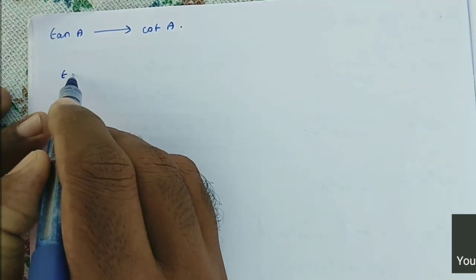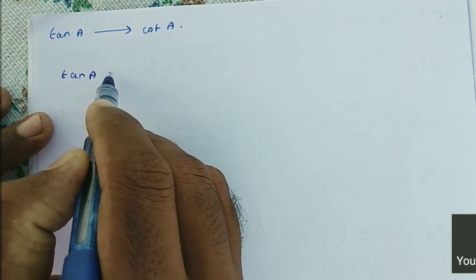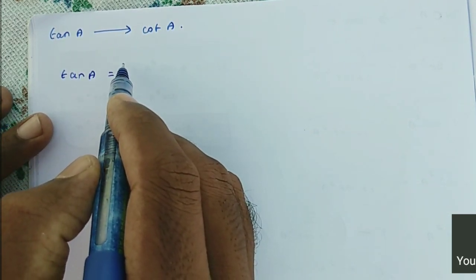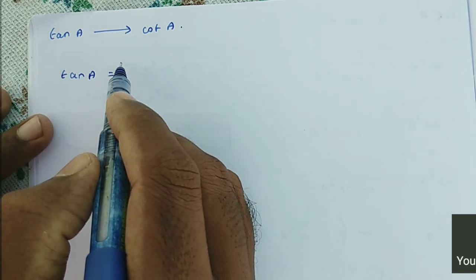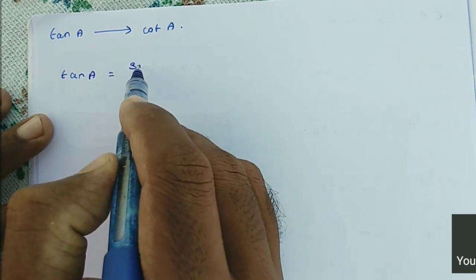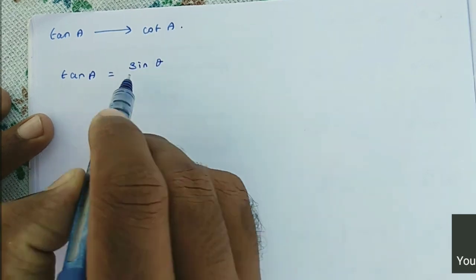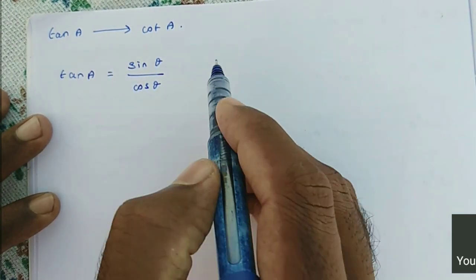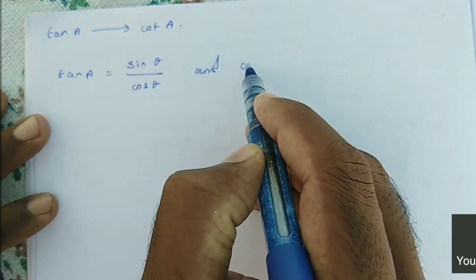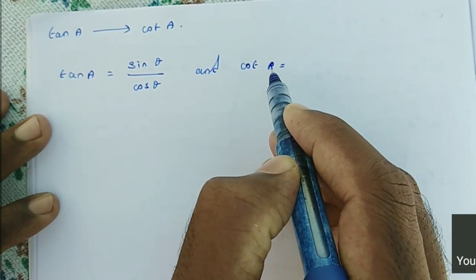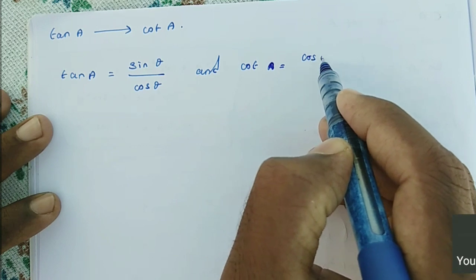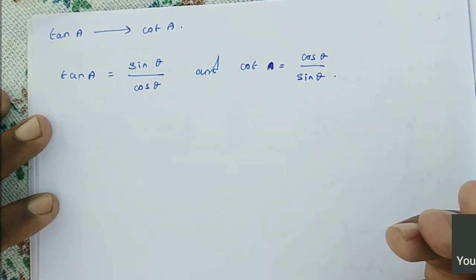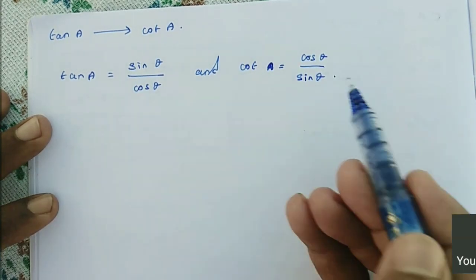So we should take here tan theta, sorry, tan A equal to what it is. Tan is equal to sin theta by cos theta. Clear? And we know what the cot is: cos theta by sin theta. Clear? So one is a reciprocal of the other.